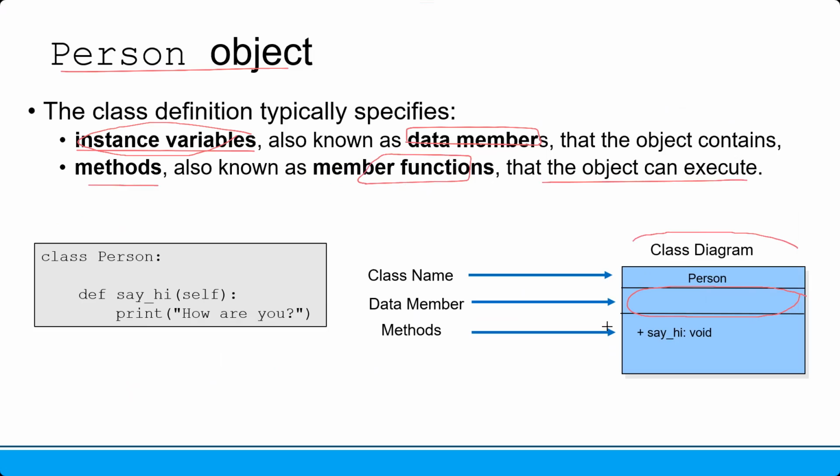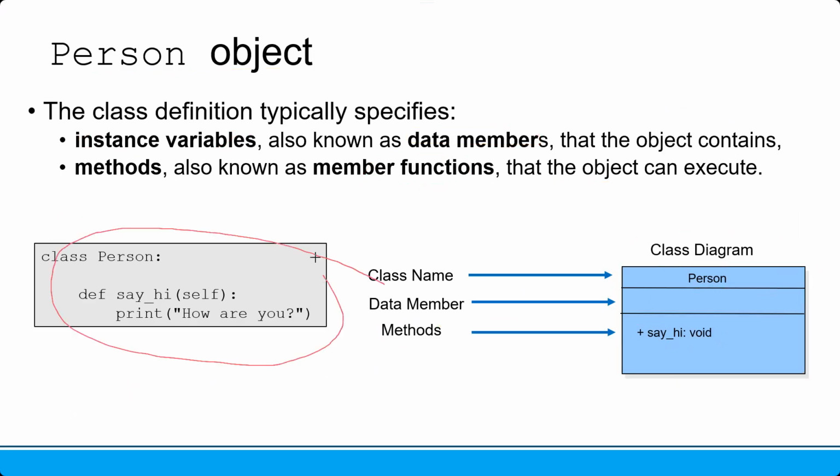So in the class diagram, you will see the class name. The class name is the person, and the data member, now it is empty. And then the methods means something that you can use maybe to print or to calculate or other things. Okay, so this is the code. This is the Python code, and this is the class diagram to represent the code.